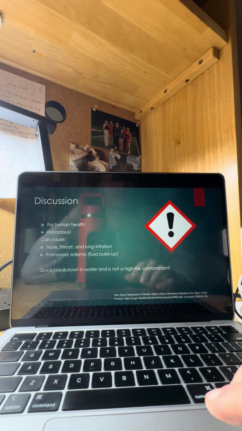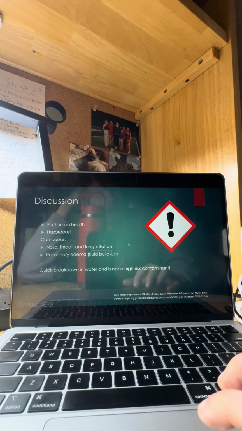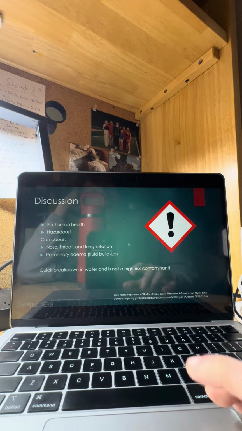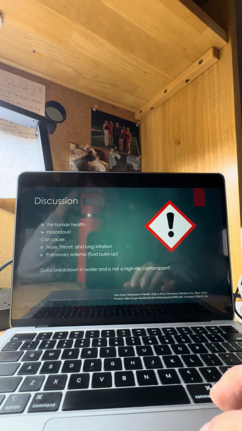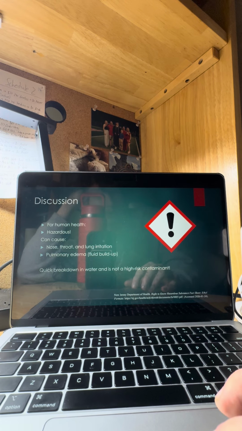So, for human health, ethyl formate is hazardous. It can cause nose, throat, and lung irritation if consumed in drinking water. And if there's long-term exposure to it within drinking water or in general, it can cause pulmonary edema, which is a fluid buildup in the lungs. This is a very, very highly dangerous thing. It can be fatal in a lot of cases if exposure is there long enough.